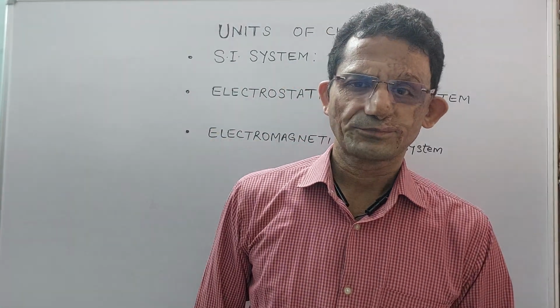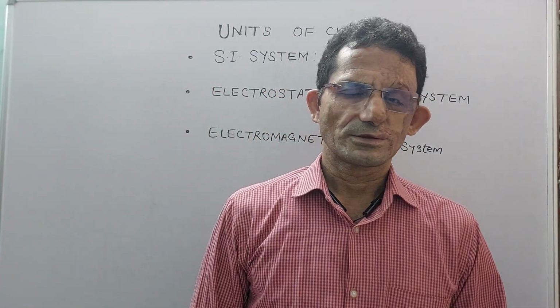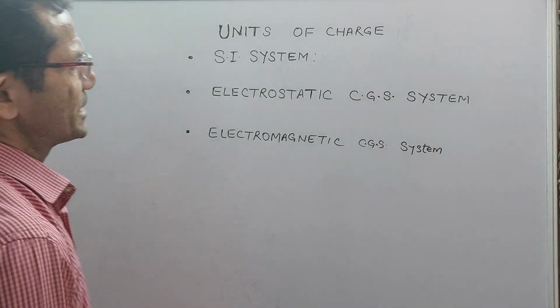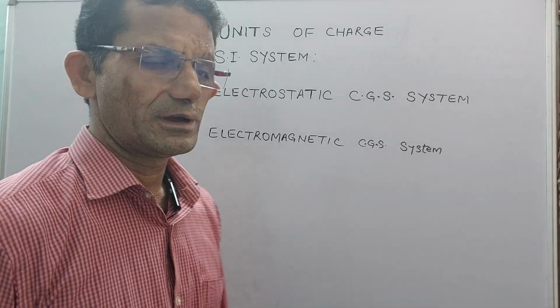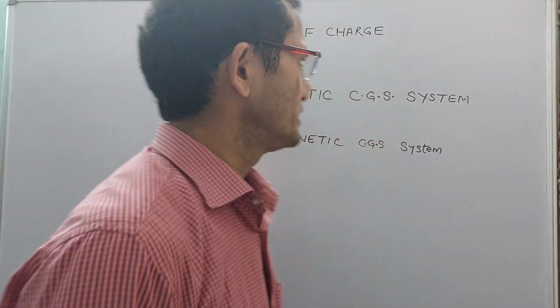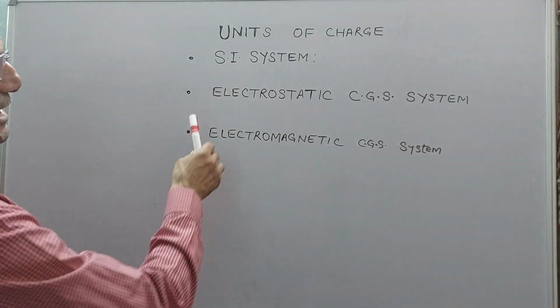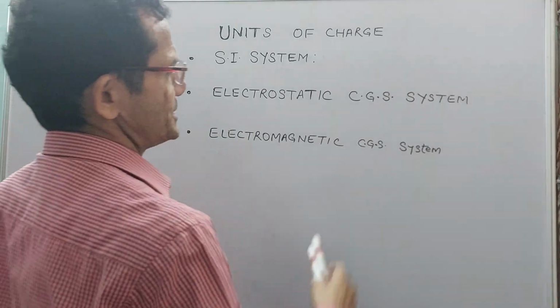Welcome to all. Now we are going to start electrostatics. In electrostatics, units of charge. So there are three systems of units of charge. The first one is the SI system, the second one is the electrostatic CGS system, and the third one is the electromagnetic CGS system.